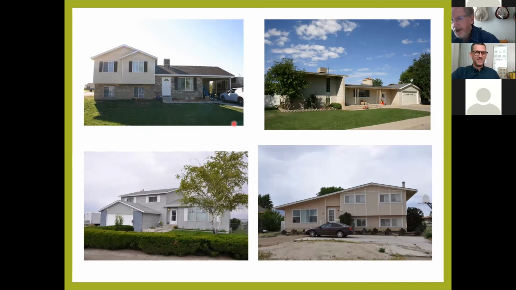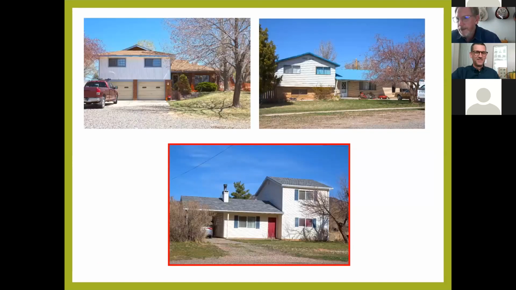But how you can tell the split level is that it's like a half story above and a half story below the main entrance level here. So here you see different examples of it. A couple more common ones. This type here is probably the most common architectural styling you see in Utah, where it has this jutted out top story to create more room for the bedrooms upstairs.